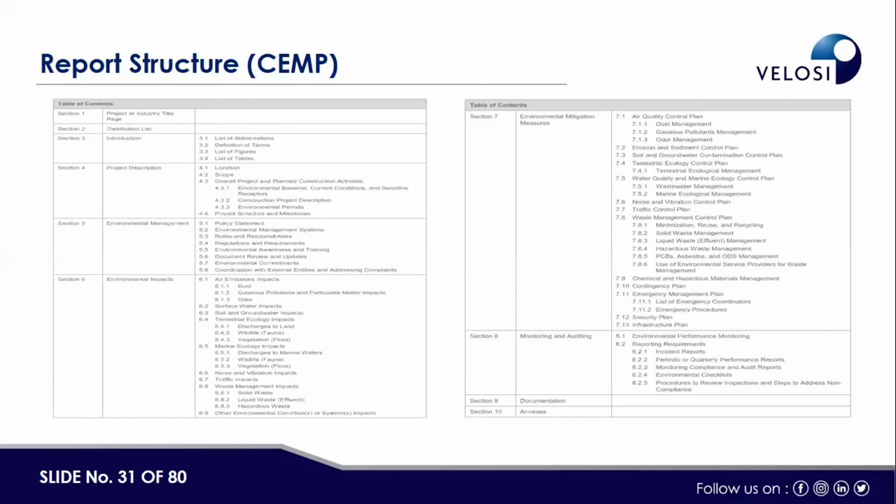And then there is another section, that is environmental mitigation measures, and in this one you can see that there is an air quality control plan, a soil and groundwater contamination control plan, and a water quality and marine ecology control plan. So all these are the plans which include the mitigation measures. And then there is the last section, that is monitoring and auditing. In this, we have to define who is responsible for what, how we have to monitor the effectiveness of the mitigation measures, and how we have to do the audit.